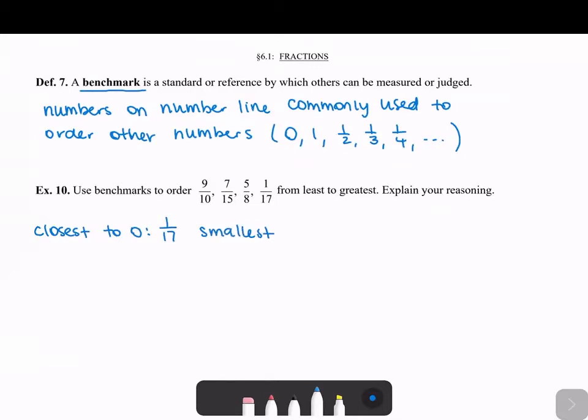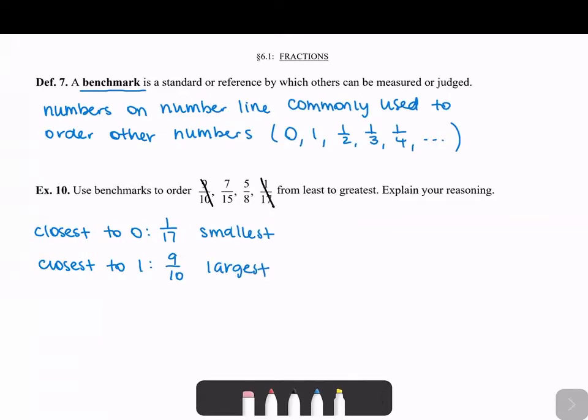Okay, so then we're going to look at closest to 1. Once we use 1/17, we can cross it off. Now we're looking at 9/10, which is really close to 1, 7/15 in the middle, and 5/8 in the middle. So the closest to 1 is 9/10. So this is going to be our largest number, and we can cross it off our list.